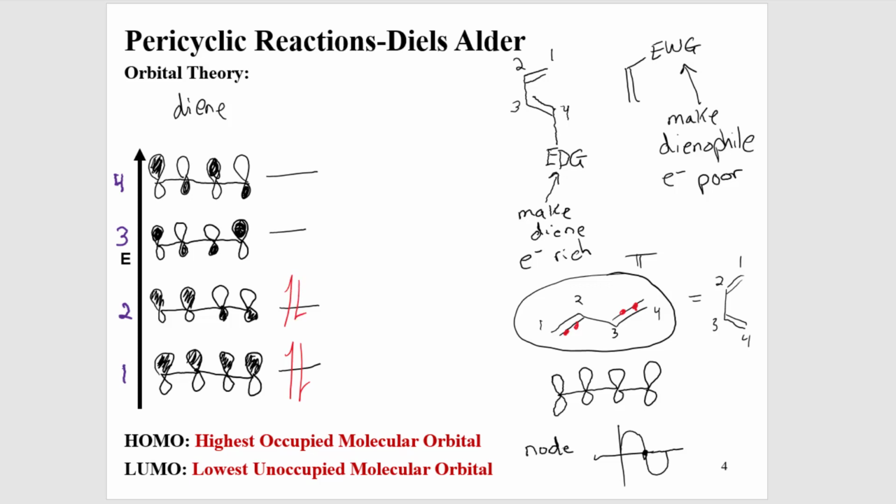Okay, so orbitally, when we're trying to figure out whether these reactions are allowed and how well they're going to run, this is what I want to draw up for the diene. What you'll notice is that this guy right here is called the HOMO. HOMO stands for highest occupied molecular orbital. It is the highest orbital we've got that is filled, right? It's the highest molecular orbital occupied with electrons. So this one is the HOMO.